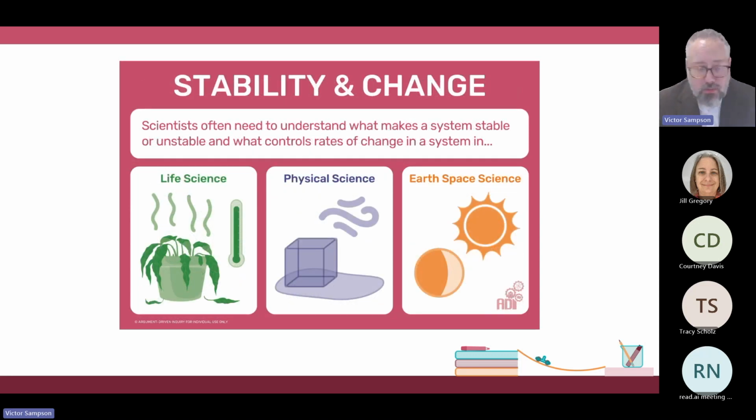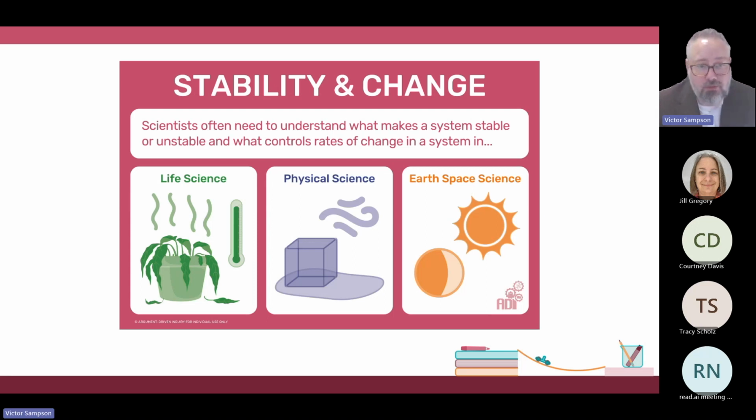Another big recurring theme that we'll find in our new TEKS is called stability and change. And this is the idea that when we look at a system or a phenomenon, what makes it stable, consistent, or unchanging, and then what causes it to be unstable and change quickly, and what controls rates of how things are changing, right?